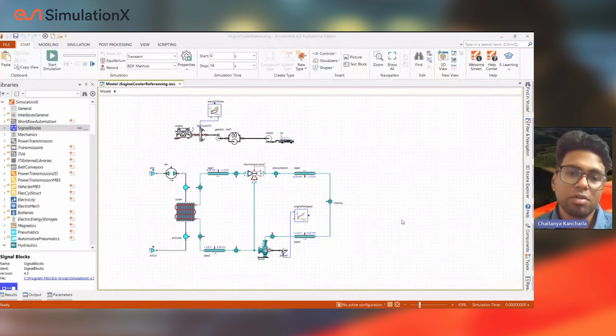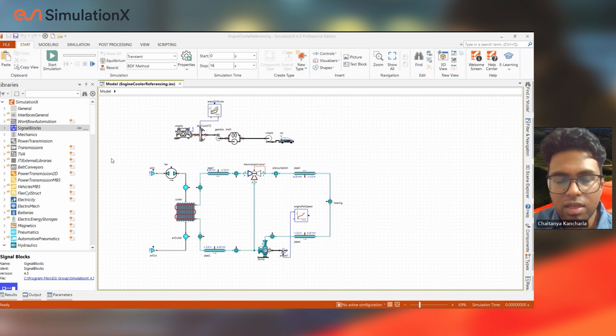In this video, we're going to see how referencing can be used in yet another interesting way to greatly reduce the modeling effort. So in this model, we see a mechanical powertrain and its engine cooling circuit.